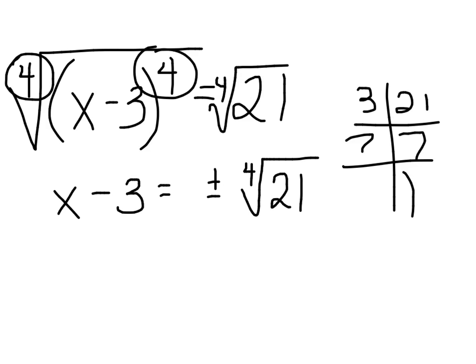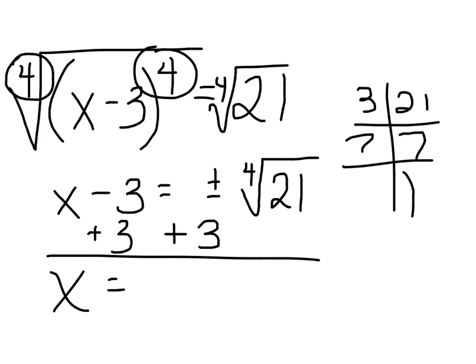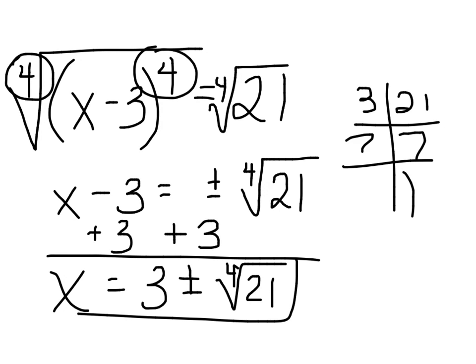Now, how do you get x by itself? Add 3. When you add 3 to a root like that, you just put 3 plus or minus the fourth root of 21. You can't actually physically add them together. You just put them as 2 different pieces like that. Okay? What do you think? That's about as hard as they get. That's the last little bit today.